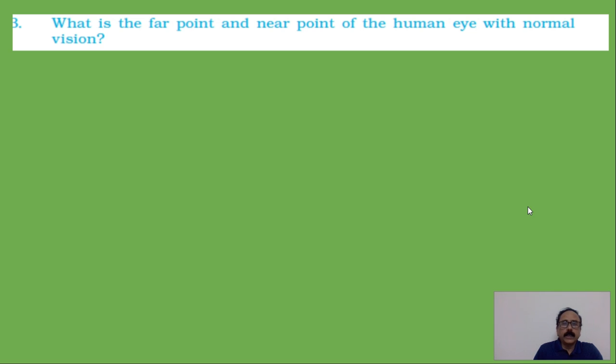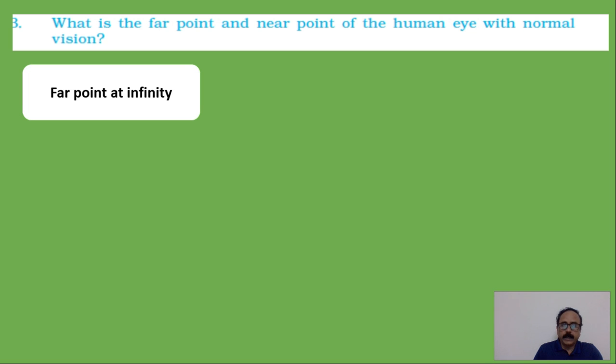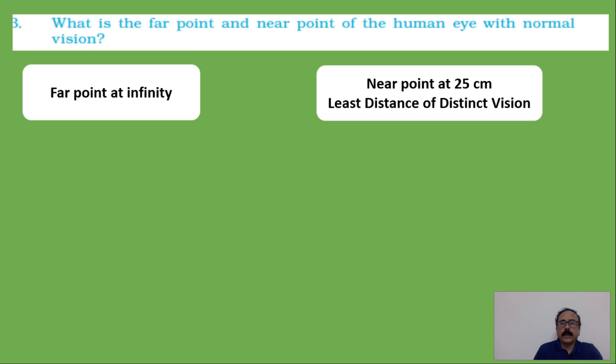The next question, what is the far point and near point of the human eye with a normal vision? The far point is infinity and the near point is 25 centimeters, which is also known as least distance of distinct vision.